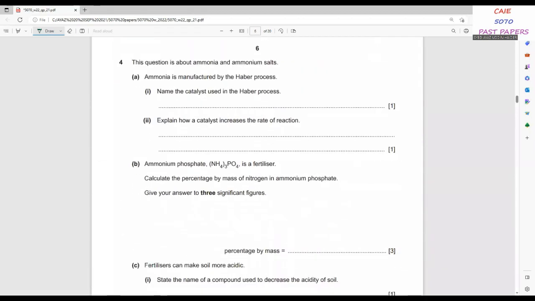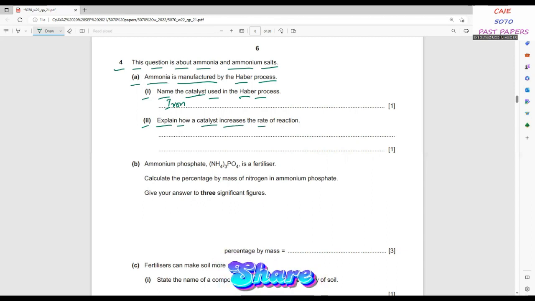Question number 4. This question is about ammonia and ammonium salts. A. Ammonia is manufactured by the Haber process. Number 1, name the catalyst used in the Haber process. This is very easy. You know the catalyst. This is iron.